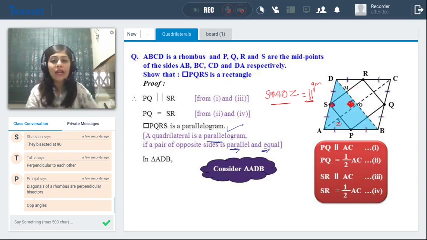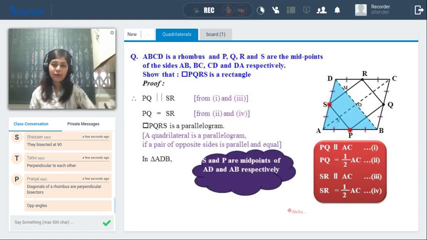That means now we are going to prove that SMOZ is a parallelogram. Students, pay attention. So we are going to focus on SMOZ.